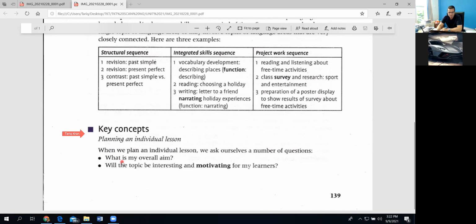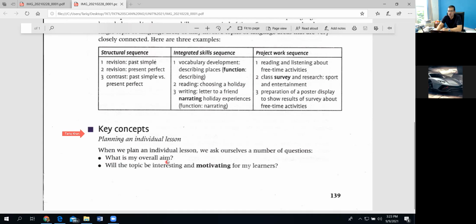Number 1, what's my overall aim? I'm aiming at what to teach to the student? Number 2, will the topic be interesting and motivating for my learners? It's obvious what you are selecting, whether it's something interesting for them or not.